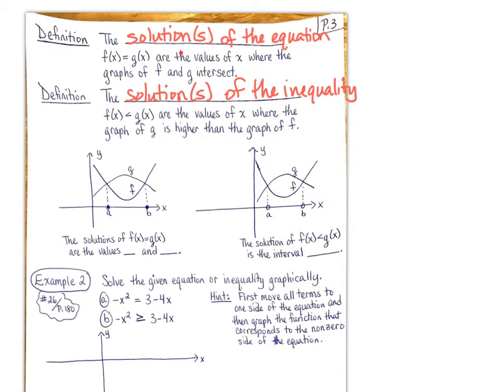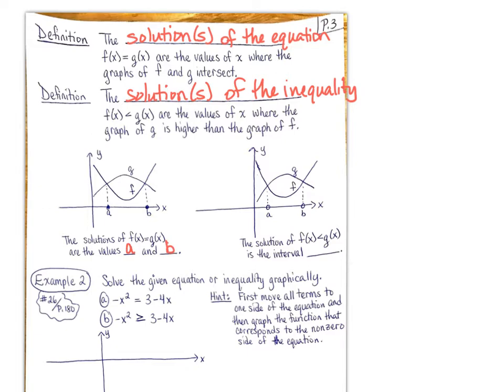So to illustrate these two definitions, consider the first graph. Notice that I've drawn here the graph of g and the graph of f. They intersect where? At what x values do they intersect? A and B. So the solutions of this equation, f of x equals g of x, going back to this definition, are the values A and B.